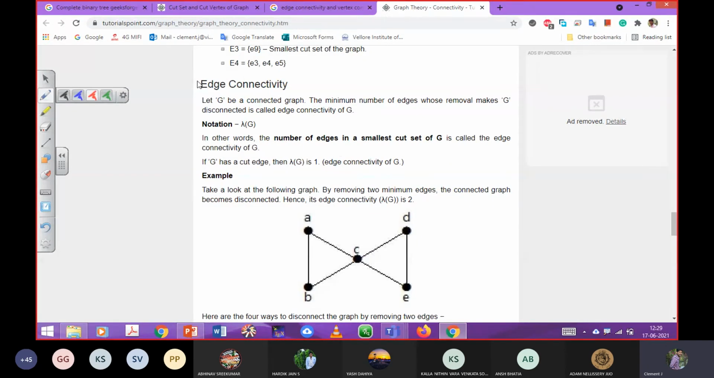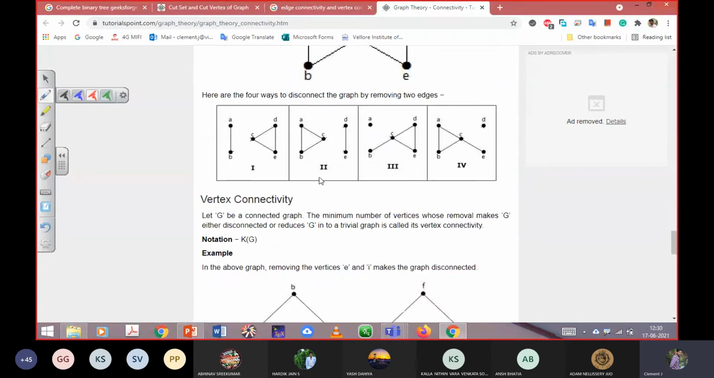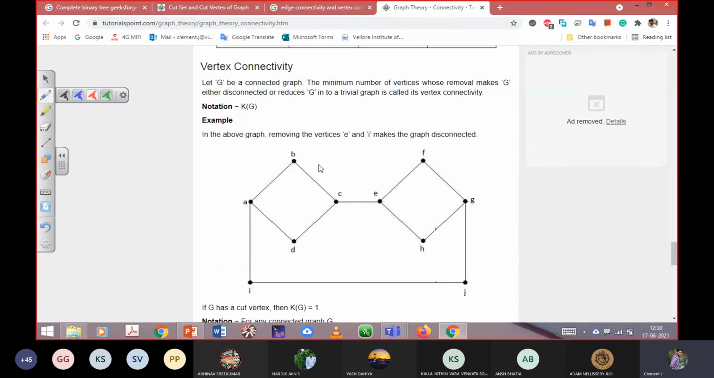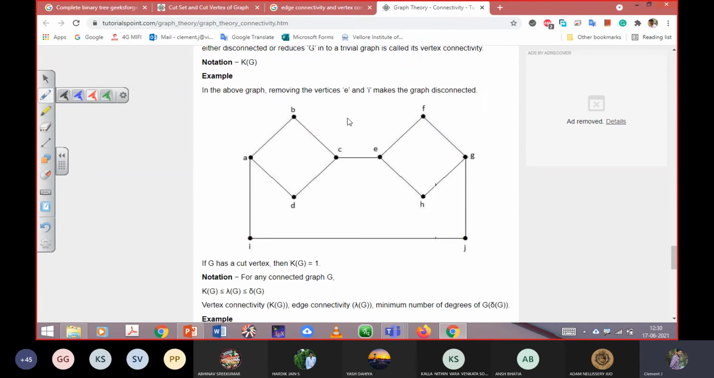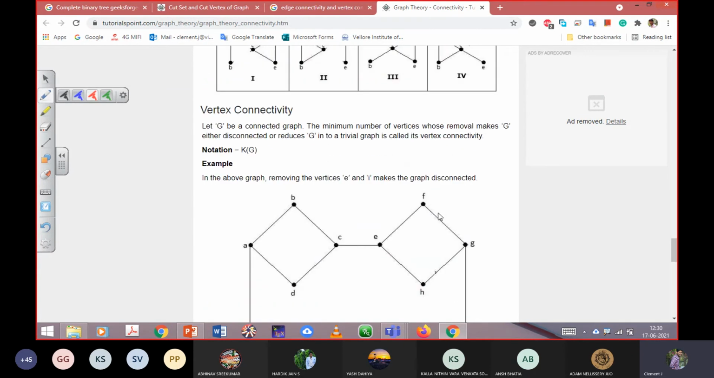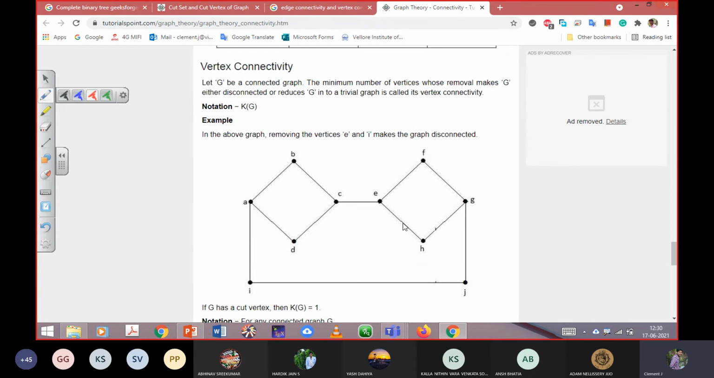Let me ask you another example. The same thing applies in vertex connectivity also: the minimum number of vertices whose removal makes G into G1 and then G2. That is the definition of vertex connectivity. Now, can you try to say, on this graph, what will be the vertex connectivity number needed? Vertex connectivity. One is the answer.